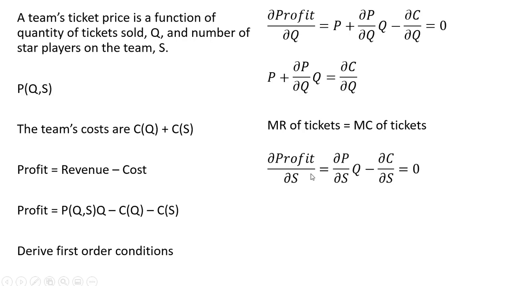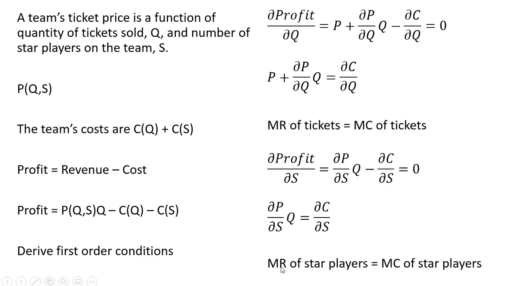The second partial derivative is a partial derivative of the profit function with respect to S, the number of star players. And we get back this result, once again setting that partial derivative equal to 0. And just moving some things around here, we have the marginal revenue of star players equal the marginal cost of star players. And the partial derivative of the inverse market demand equation, the P equation here, with respect to the number of star players, we do expect that to be positive. As there are more star players on a team, the fans' willingness to pay should increase for tickets, so that should be positive.